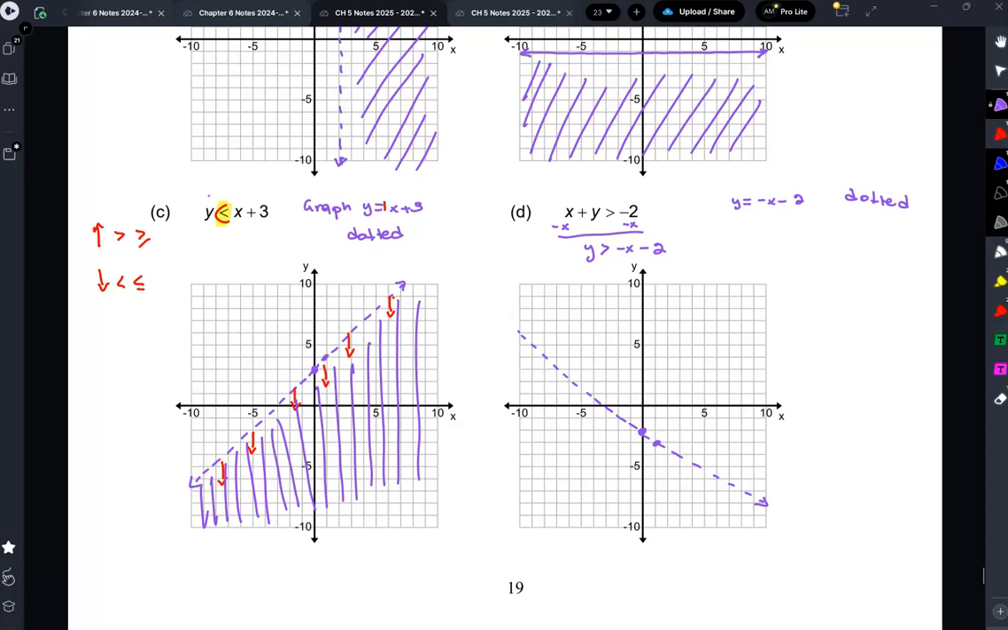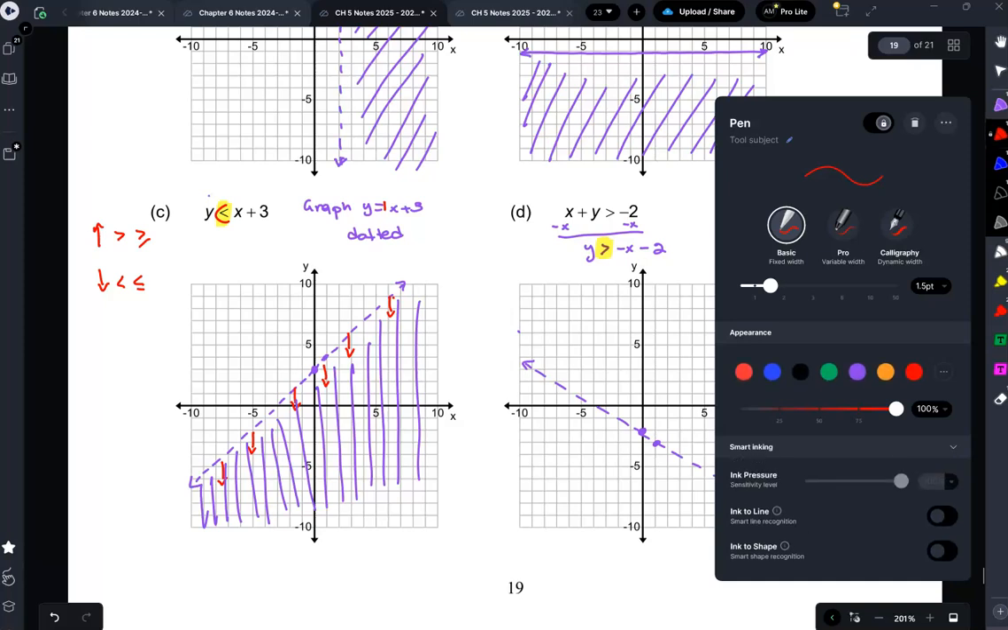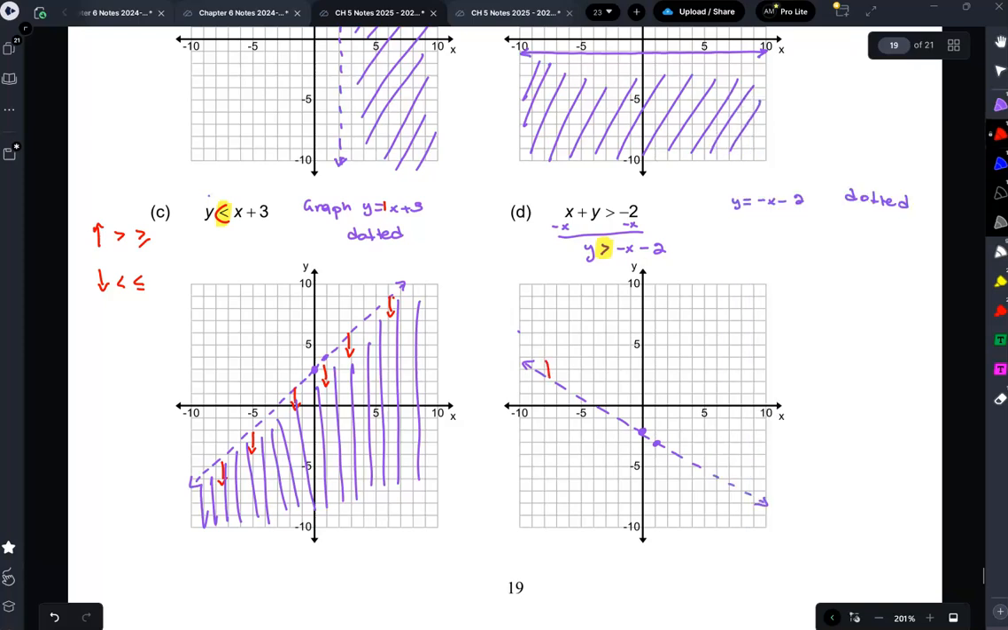Oops. I curved a little. Let me fix it. See how that works. Okay. Now, this arrow, right? This is greater than. So my arrows are going to be vertically up. So I'm going to go up, up, up, up. Okay? And then I shade this way.